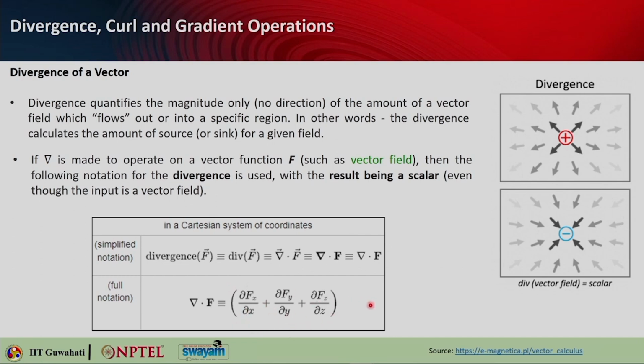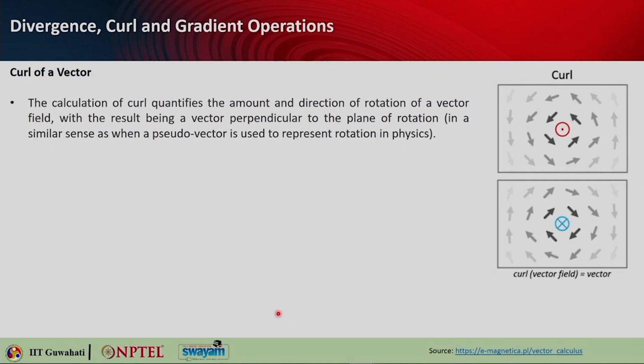So this basically is the scalar field, and that is how we have come to this conclusion that when you compute the divergence of a vector field, it comes out to be a scalar. So this is the scalar quantity. Clear? So now let's move on to the third operator, which is the curl operator.